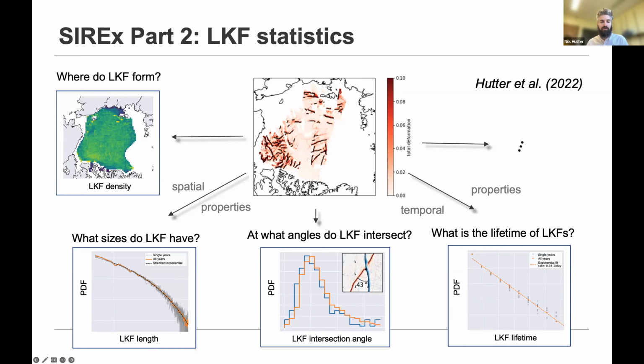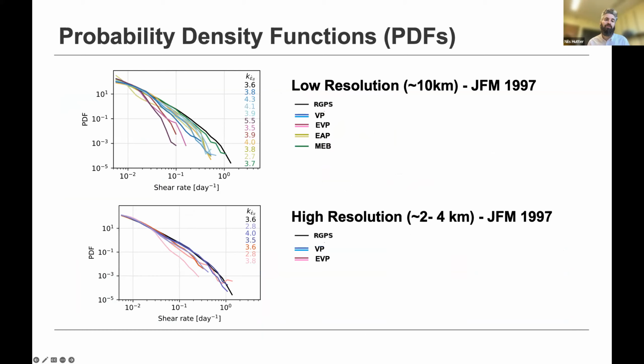So I suggest we start with a rather simplistic statistic to ease into this, and this is the probability density functions, or distribution functions, of deformation rates, where we basically just compute the PDF, in this case, for shear rate. In the top panel, you can see the models grouped by resolution. Those are roughly models with a resolution of 10 kilometers. And in the lower panel, you have high resolution simulations, which go down from 4 to 2 kilometers.